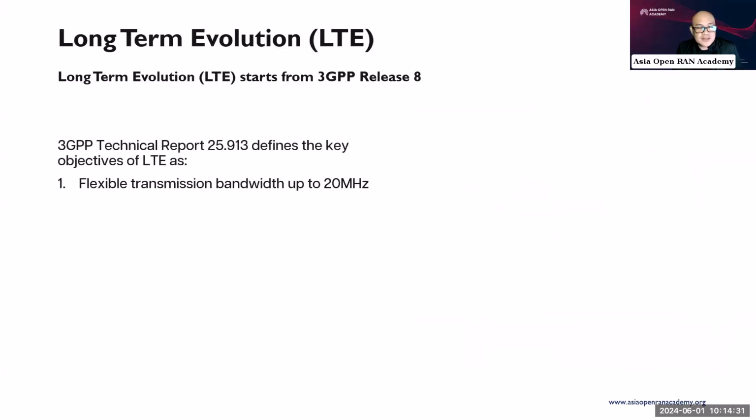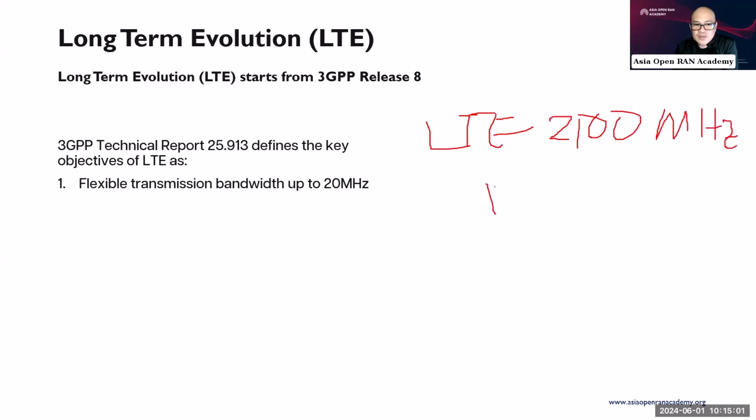Okay, so LTE is a 3GPP standard which has a flexible transmission bandwidth up to 20 megahertz. What is bandwidth? When you say bandwidth, many people confuse bandwidth and frequency. For example, we have an LTE 2100, meaning 2100 megahertz, and a bandwidth of 20 megahertz.